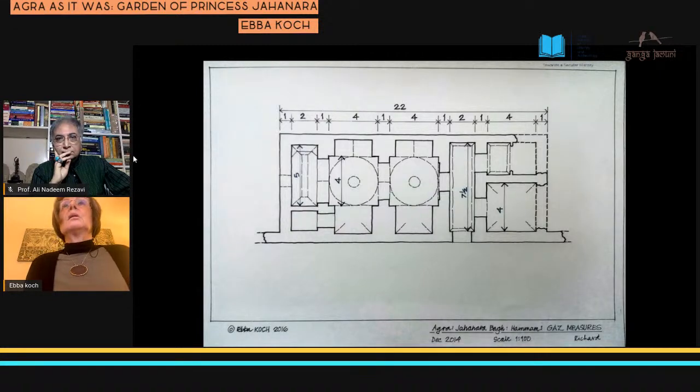So on the left, you would see a heating chamber. Then comes the garam khana, the hot room. Then comes the cold room next to it. Then you have a corridor cutting through the building, and on the right side were latrines, presumably, and the Rakht Khana, the disrobing room. Next slide.